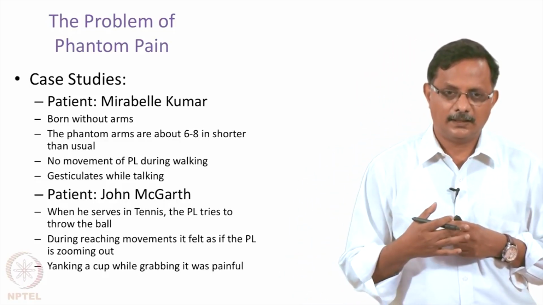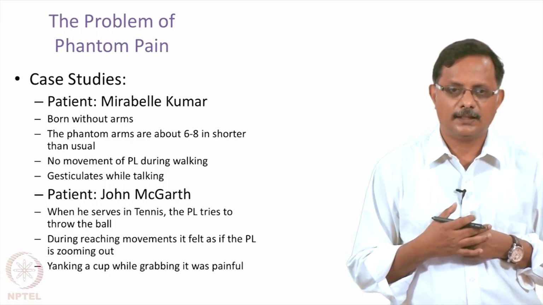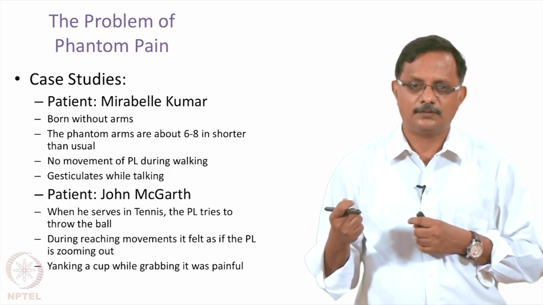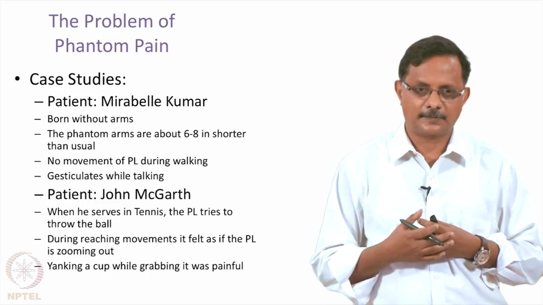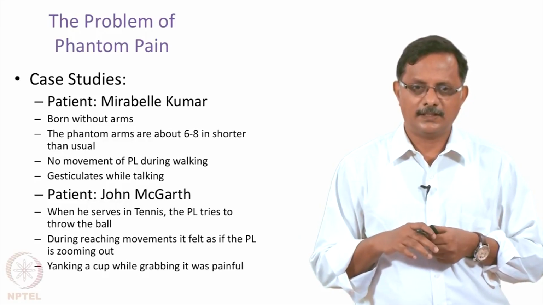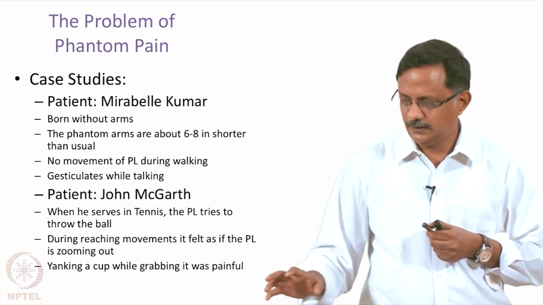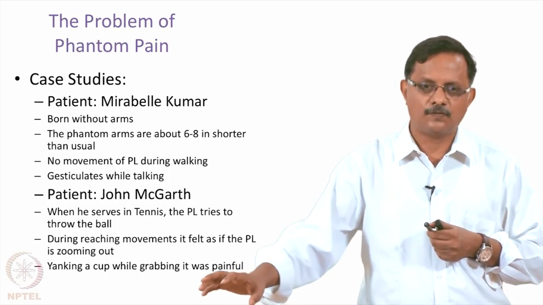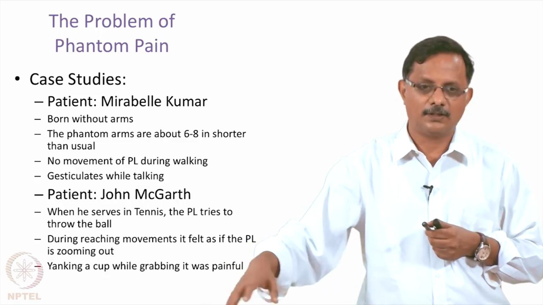Then the other patient called John McGrath, and this guy in the phantom limb can also throw the ball when the patient serves in tennis, and during reaching movement. So, it feels as if the phantom limb is zooming out, like the target which you are trying to grasp is too far away, as though the phantom limb can stretch itself out.